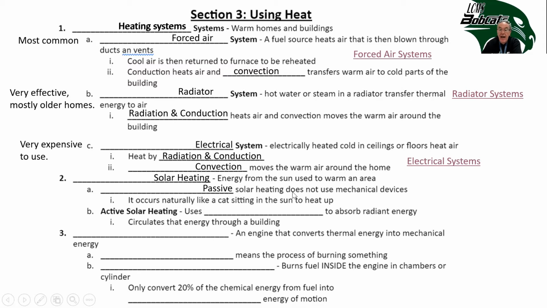Okay, so when it says passive, it means you haven't built anything or done anything special. Passive is like the way you face the house so that you get sun during the daytime. And active solar heating actually uses some kind of a solar collector. That's why it's called active, because you actually did something. You installed solar collectors to absorb the radiation energy, and they circulate that energy in the building.